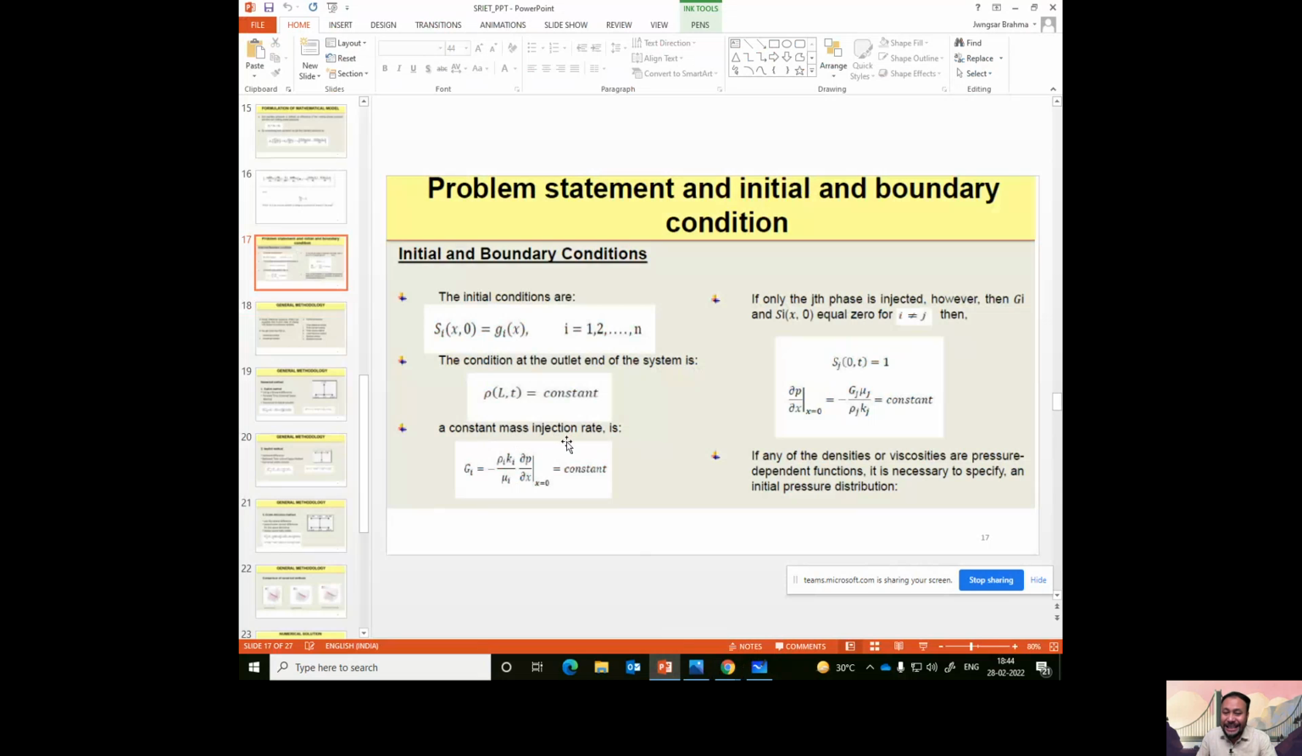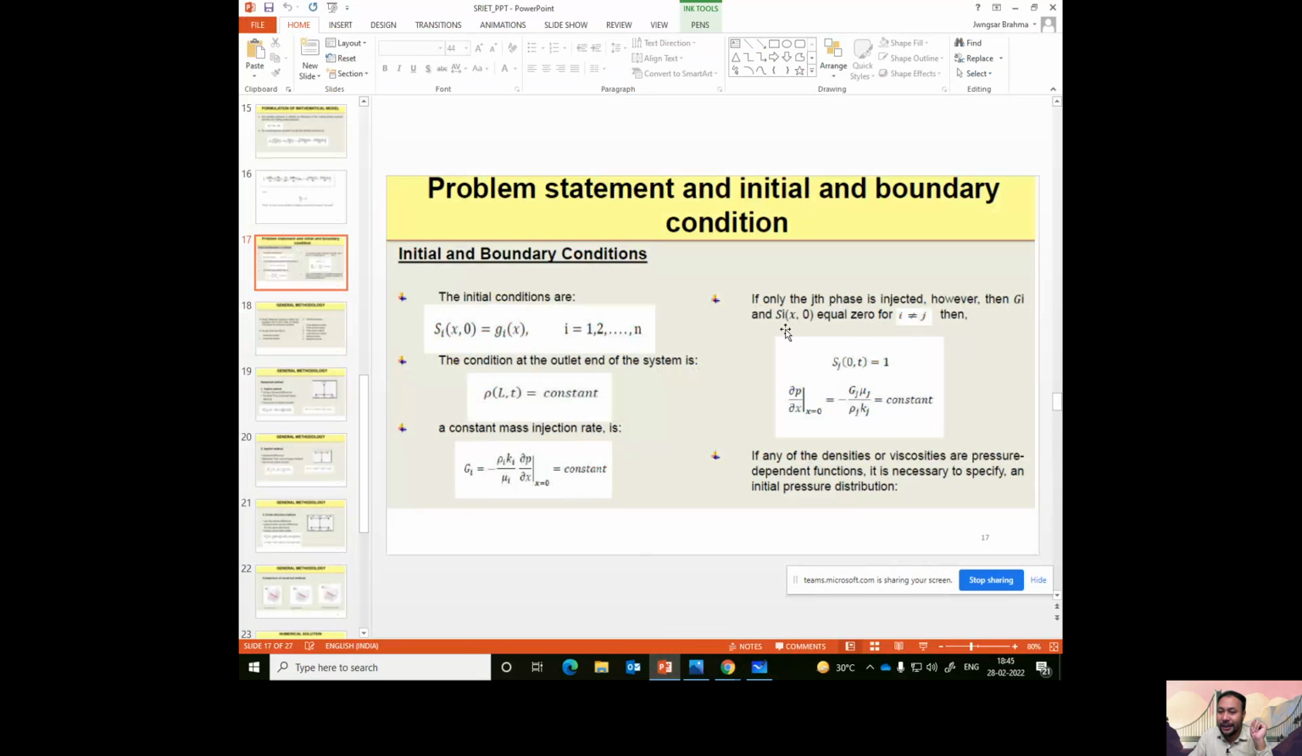A constant mass injection rate. Capital G is called the mass injection rate, and the formula is given by minus density times relative permeability divided by viscosity times del phi by del x. This is also constant. These are all the initial conditions. Now the boundary conditions: we are taking two phases, I phase and J phase. I means suppose oil, J means suppose water.